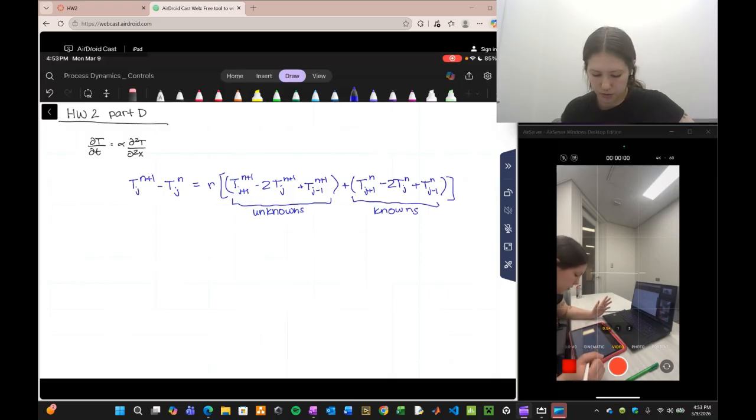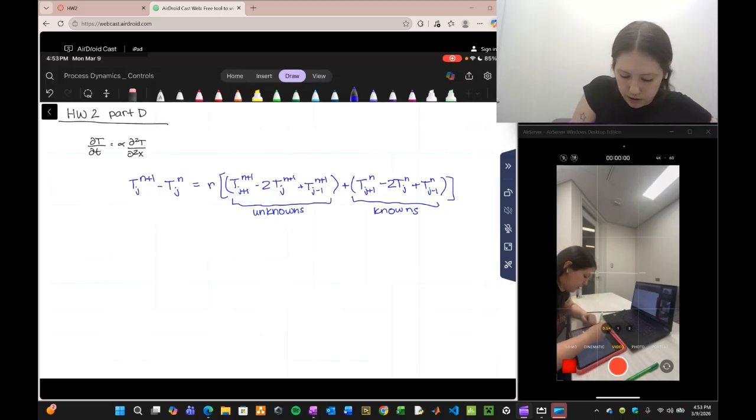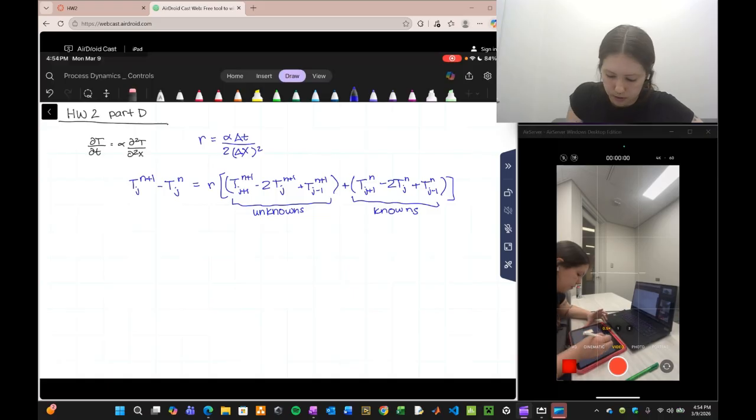And so we can rearrange this a little bit, and also recall that R equals alpha delta T over 2 delta X squared. And so we're going to rearrange this a little bit to expand it out and to also have all of our n plus 1 values on one side and then our knowns on the other side. So our n plus 1 values will be this, this, and then our n values will be these.